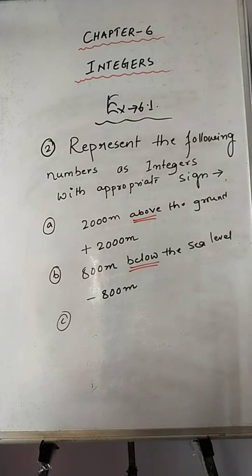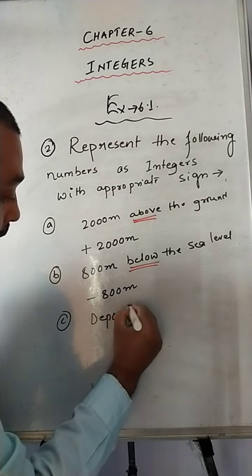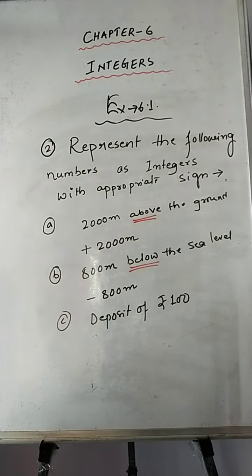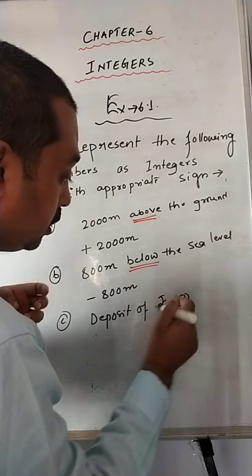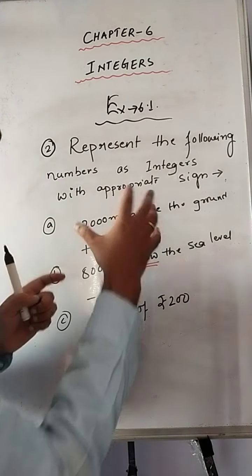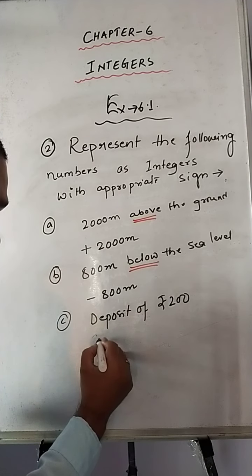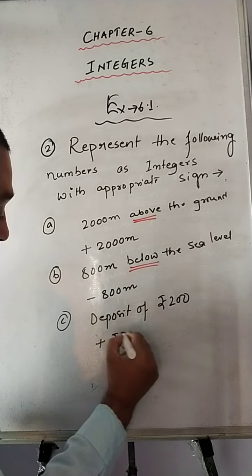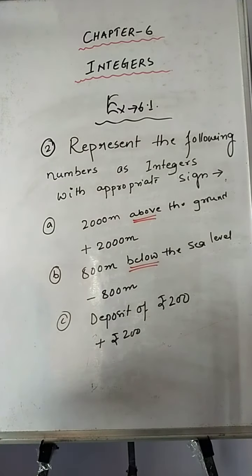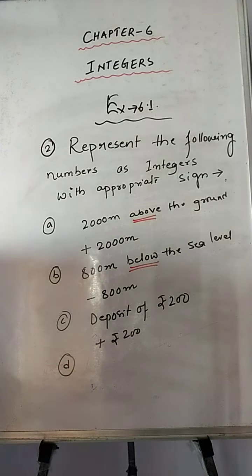Now a deposit of rupees 200. Deposit means what? Something you are adding to the account. Okay, so how to represent this rupees 200? So we'll write plus rupees 200. That's because with a deposit you are adding something to your account, isn't it? So that is the reason we will represent this 200 with plus sign. Now let's see what is there in sum number D.